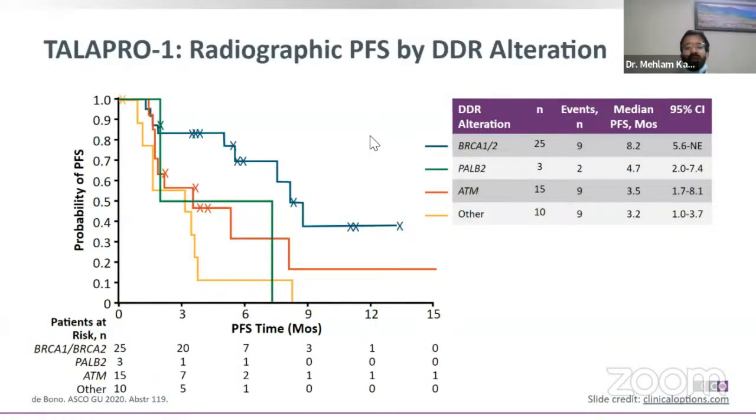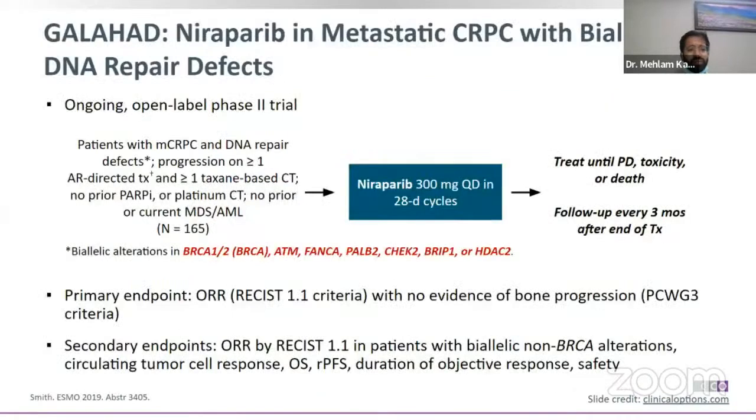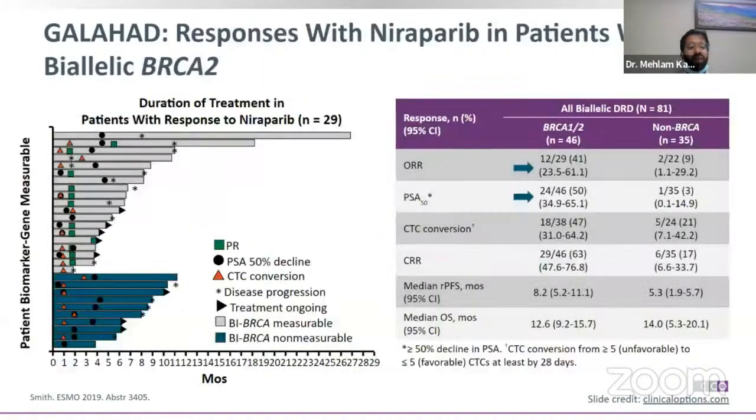Basically, the patients with BRCA1, BRCA2 mutation fared maximally better even in the TALAPRO study. Similarly, the toxicity profile is the same as I mentioned earlier. Another study is the GALAHAD study, which evaluated niraparib in metastatic CRPC with biallelic DNA repair defects. Niraparib 300 milligram in a 28-day cycle. The primary endpoint was overall response rate. Again, patients with BRCA1, BRCA2 mutation fared better compared to non-BRCA patients, with an overall response rate of 41%, and more than 50% PSA decrement seen in 50% of the patients.